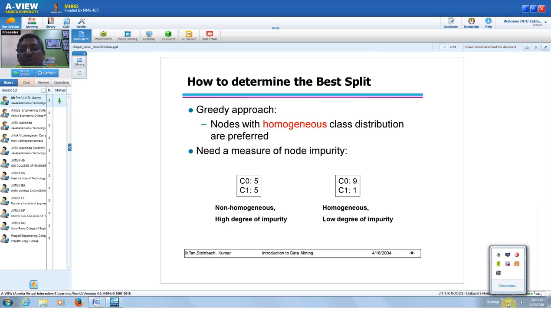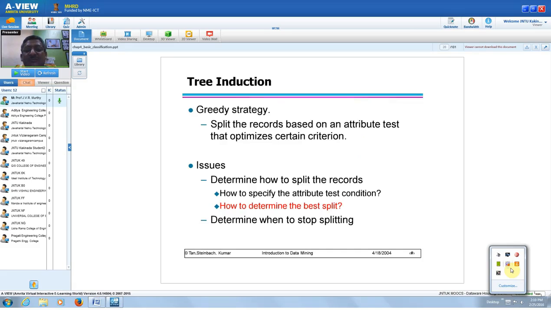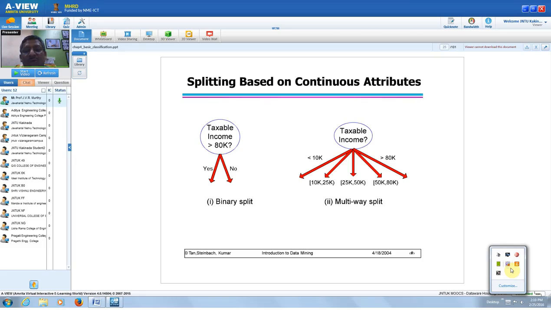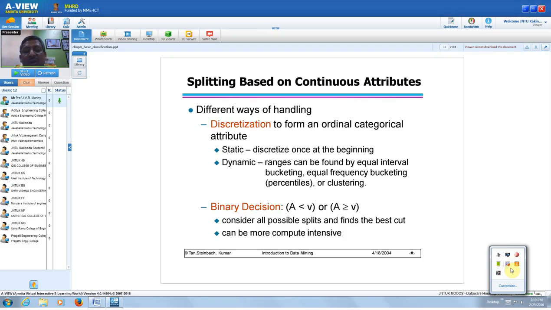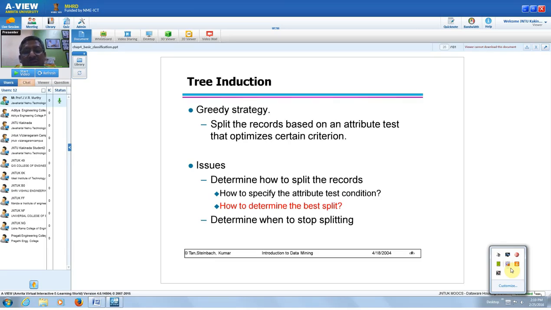So nodes with homogeneous class distribution are preferred, that's what I say, and we need a measure of node impurity. Okay. See here, when we are considering the node with impurity, yesterday we had a discussion, just to have a quick review of what we said yesterday. We discussed a kind of split. We thought that we will be focusing on three major issues, like how do you discretize the variables, and how do you choose the best split. So these are the important issues we have.